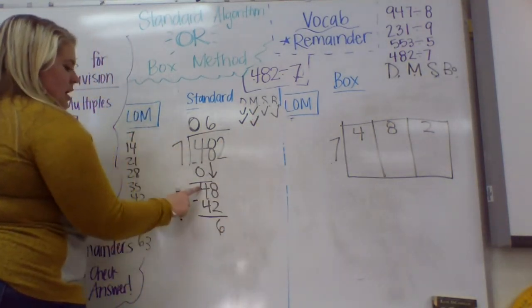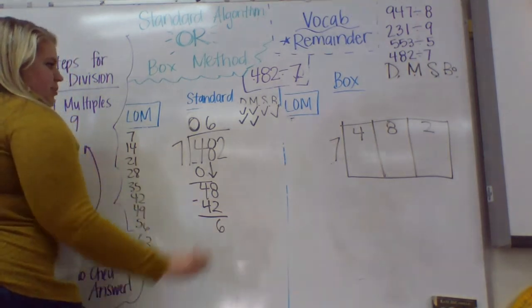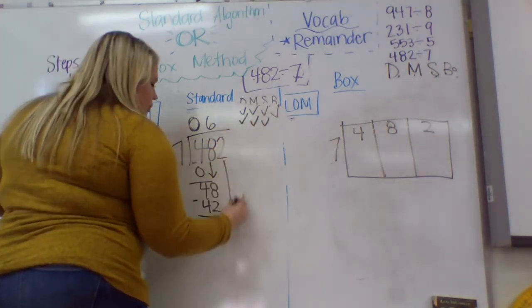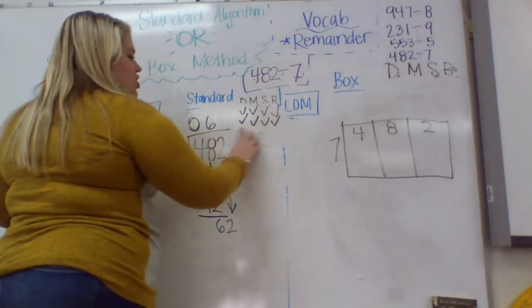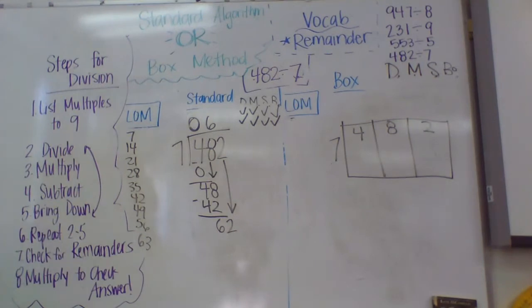8 minus 2 is 6. 4 minus 4 is 0, so I don't need to put it there. I'm going to bring down my 2. I've got check marks all the way across, so I'm ready to start over.